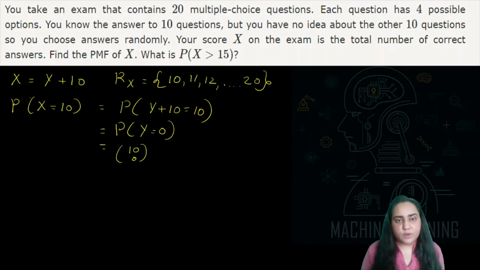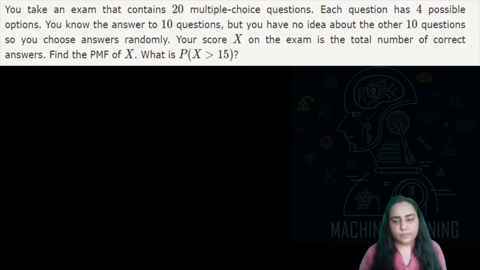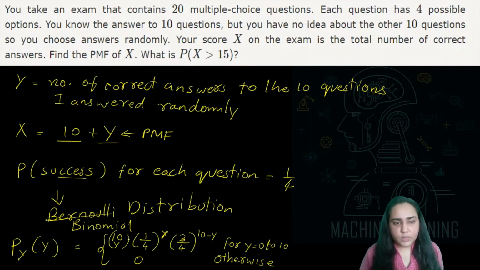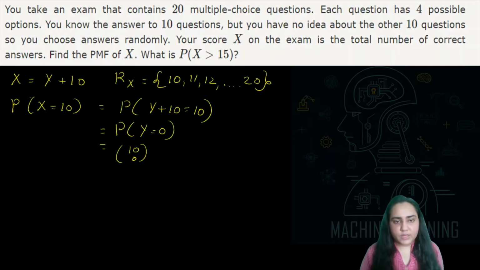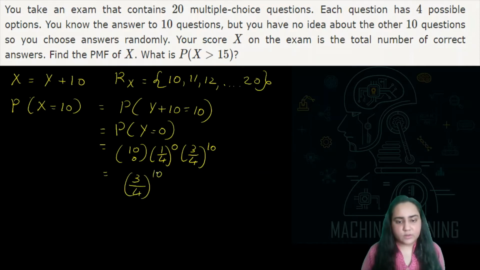So remember the formula we created previously, just in case you've forgotten. This is the formula right here: 10cy into 1 by 4 raised to y into 3 by 4 raised to 10 minus y. Let's make use of that formula here. So I can have 10c0, the probability of success is 1 by 4, but I have 0 successes, and so the probability of failure, 3 by 4, would be raised to 10. If you evaluate this, you're going to get 3 by 4 raised to 10. You can, of course, try it out on your own. So this is the probability of x equal to 10.